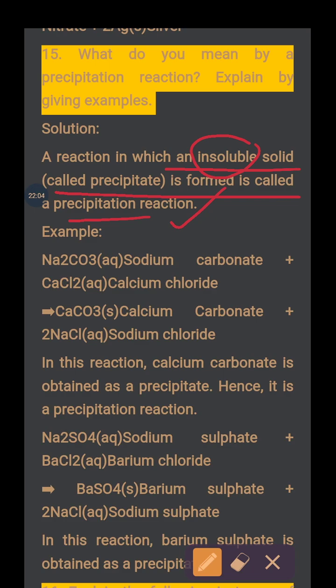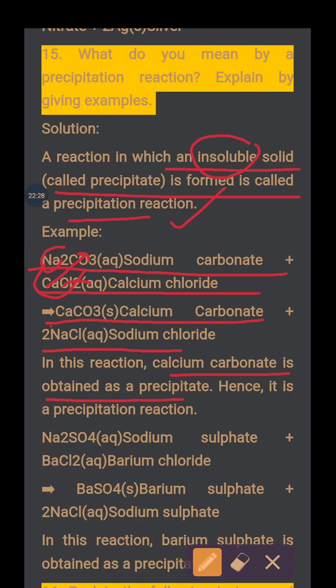For example, Na2CO3, sodium carbonate, plus CaCl2 gives CaCO3 + 2NaCl. Na reacts with the chlorine and Ca reacts with the carbonate; they interchange their places. In this reaction, calcium carbonate is obtained as a precipitate, so it is called a precipitation reaction.